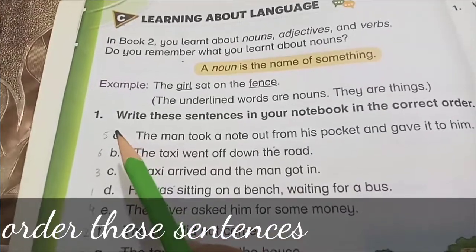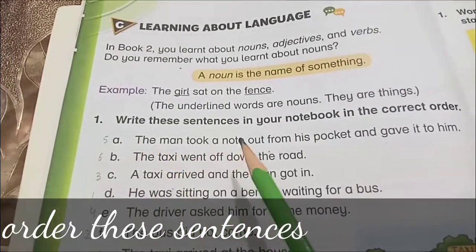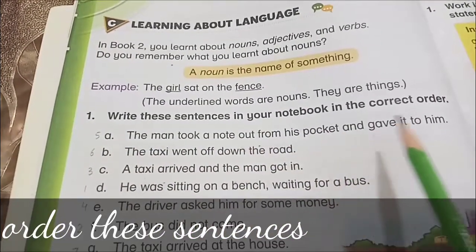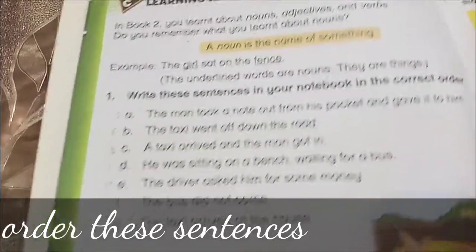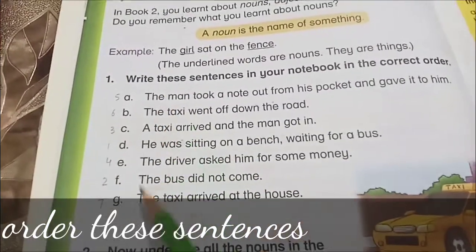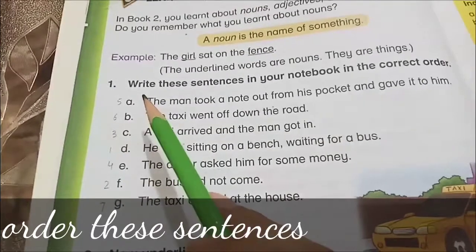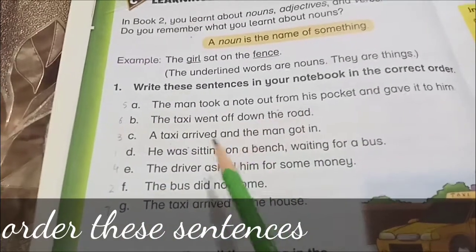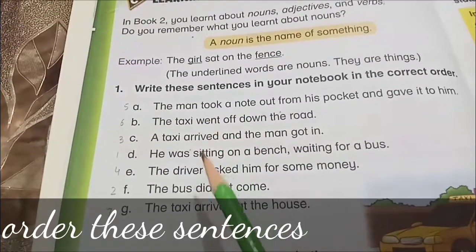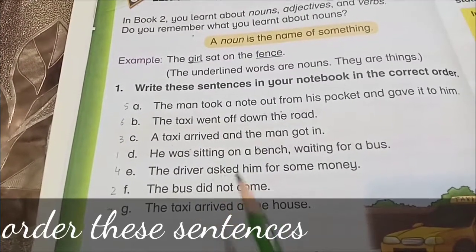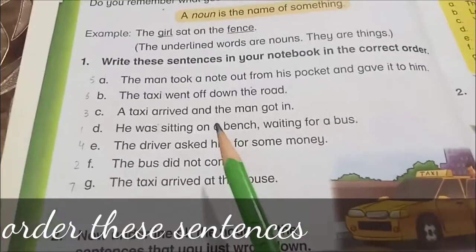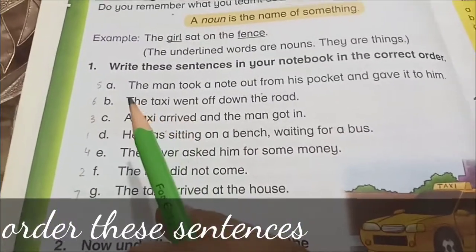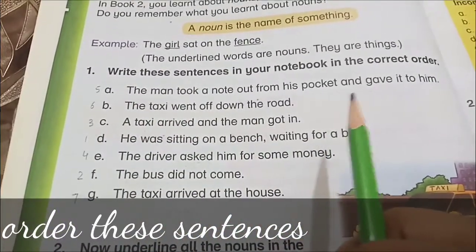Now look at the first statement. Write these sentences in your notebook in the correct order. Students, look here, some sentences are given, numbered from A to G, and these sentences are given to you in a random way. If you arrange these sentences, they become a little story of some kind. So I'm going to read it out for you.